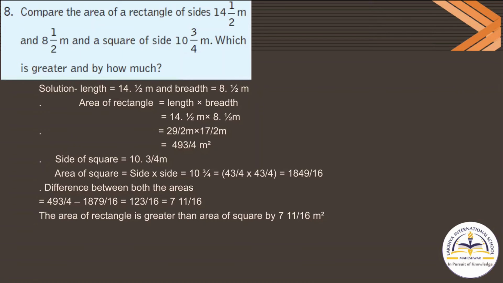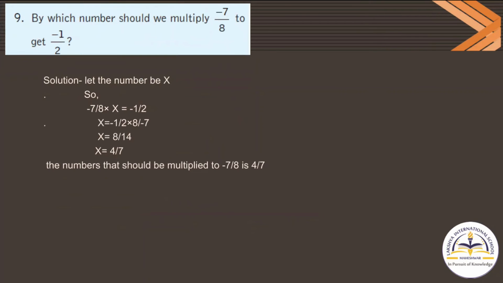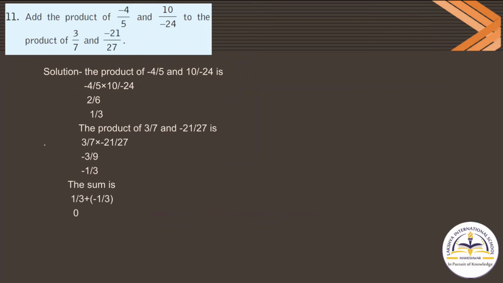So the side of the square is given as 10 3 by 4. Now area of square is side into side. When we solve this, 1849 by 16 is our answer. Now we can calculate the difference. So we have to subtract 493 by 4 minus 1849 by 16. So we will get our answer. Now in the same manner you have to solve this question also.